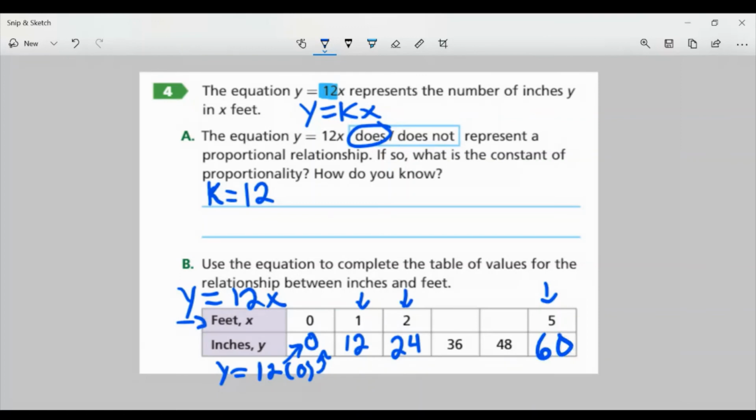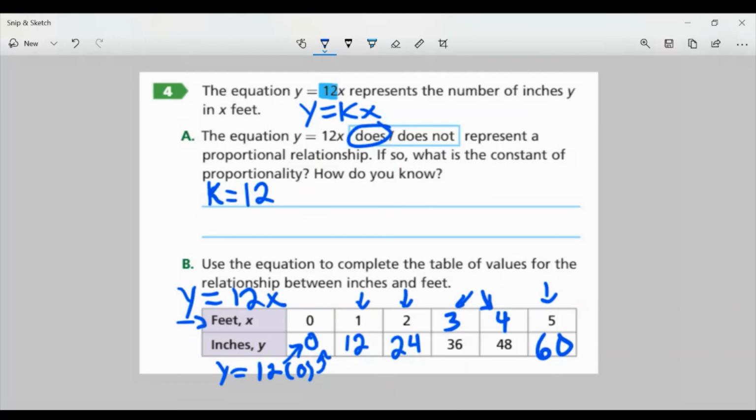Now, to figure out what my x values are for these, I would go the opposite. What times 12 is going to give me 36? Well, 12 can go into 36 3 times. And 12 can go into 48 4 times, right? So that's how I can find out those missing ones.